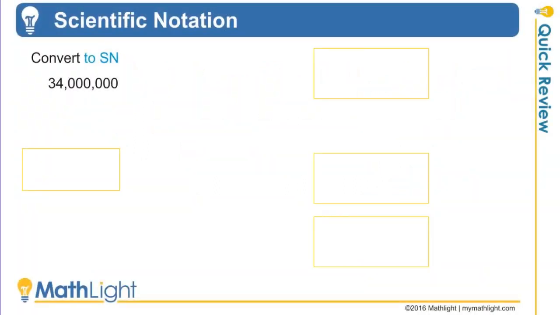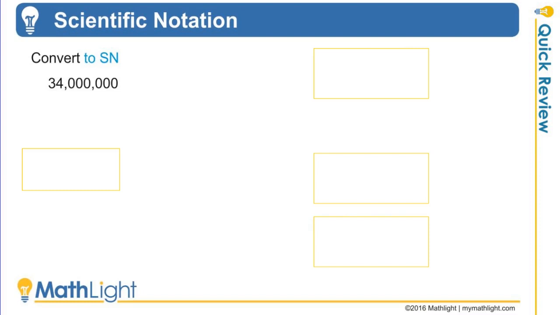All right, and this is the quick review of scientific notation. So remember, the key is understanding the powers of 10. And so if you look at the full lesson at mymathlite.com, we talked about the powers of 10. And so I look at this number and I see it's 34 million. And I know that the millions place is 10 to the 6th and the tens of millions is 10 to the 7th. So I already know that this is 3.4 times 10 to the 7th.